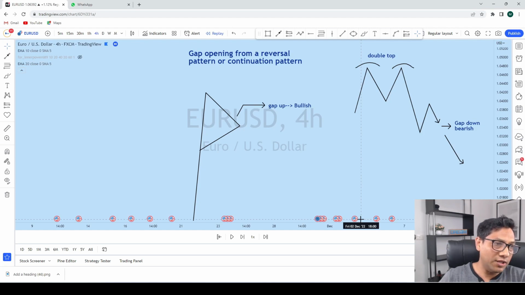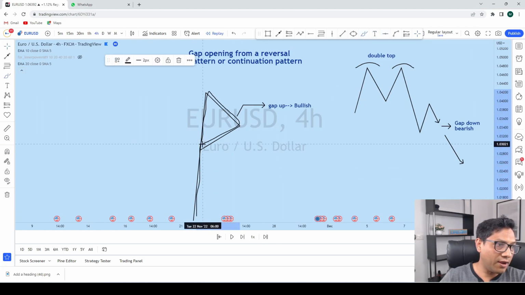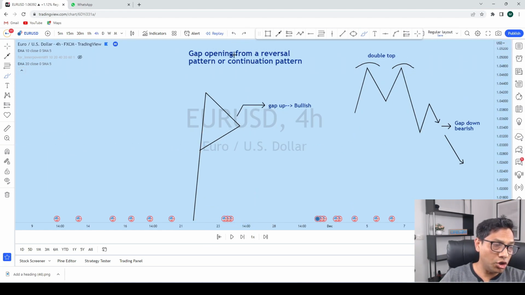Now first of all, look at this one here. If you look at any pattern in the market, it could be a continuation pattern. As you know, this is a continuation pattern. When you see an impulse followed by a triangle, highly likely this price will break to the upside. So this is a continuation pattern. We could see another impulse.